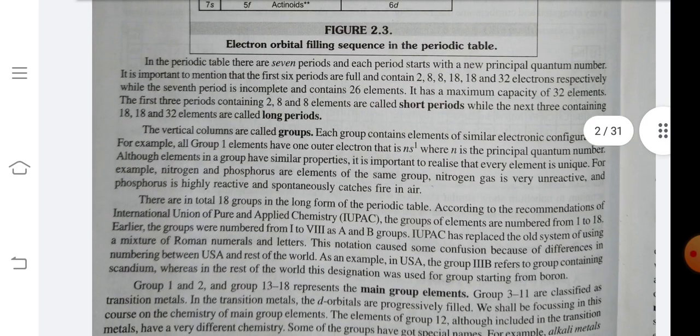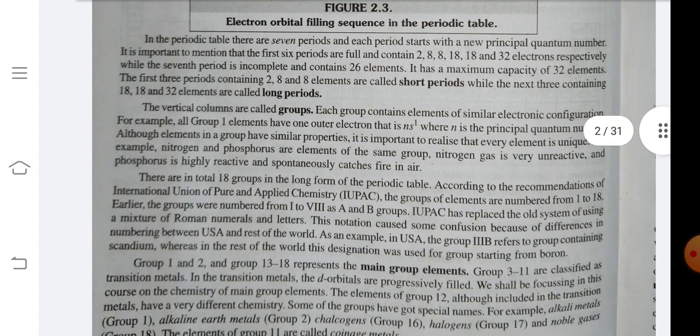In the periodic table, there are 7 periods and each period starts with a new principal quantum number. It is important to mention that the first 6 periods are full, containing 2, 8, 8, 18, 18 and 32 elements respectively, while the 7th period is incomplete and contains 26 elements. It has a maximum capacity of 32 elements. The first 3 periods containing 2, 8 and 8 elements are called short periods, while the next 3 containing 18, 18, 32 elements are called long periods.